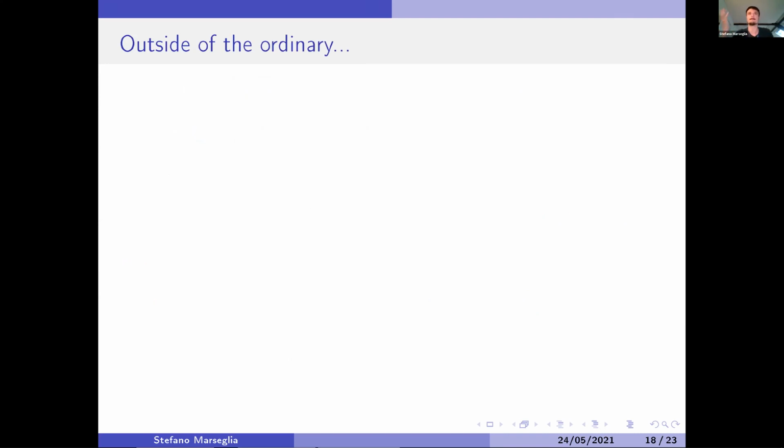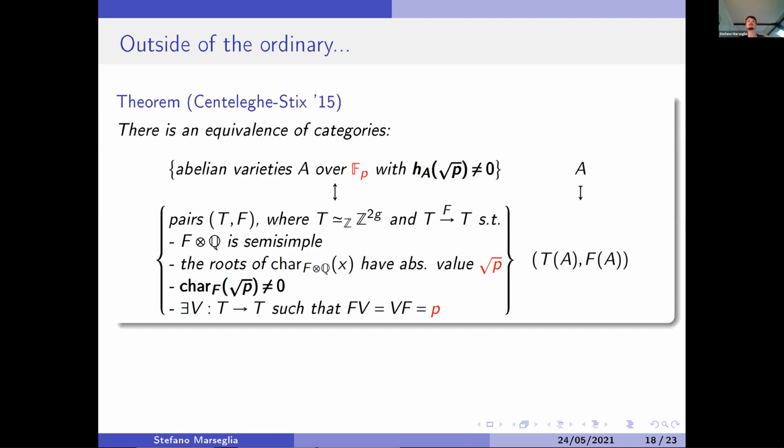So we have viewed so far the theorem by Deligne, but there is another equivalence of categories that I enjoy a lot because it's very similar to Deligne's one. Namely, this theorem by Centeleghe and Stix. If you look at it at first glance, you immediately see that it's very similar.